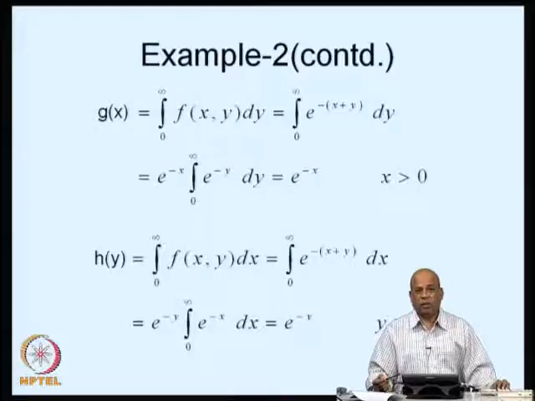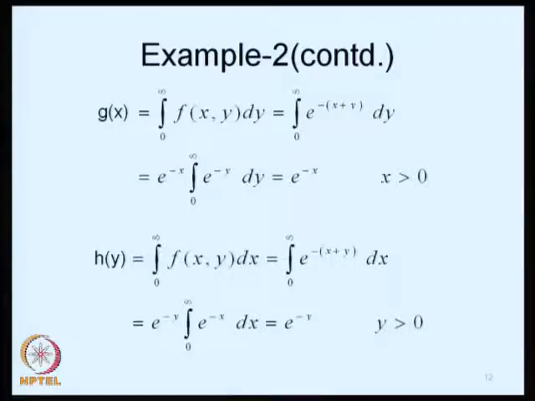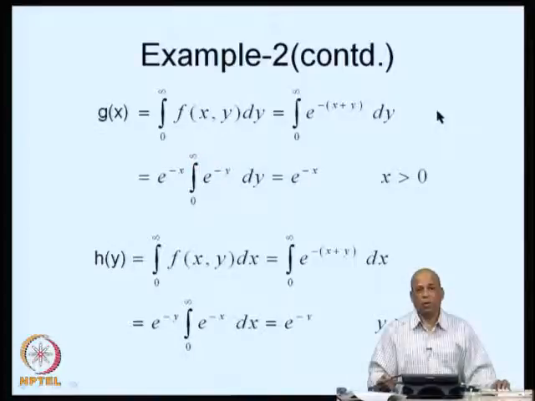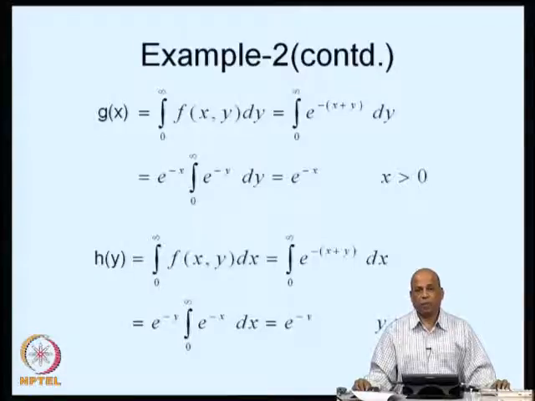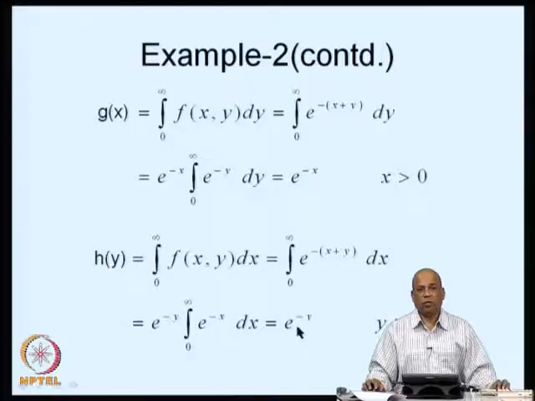So, first you obtain g of x, again by integrating the joint density over y from 0 to infinity. From here you get g of x is equal to e to the power minus x for x greater than 0. Similarly, for getting h of y, you integrate the joint density over x. So, you will get h of y is equal to e to the power minus y for positive values of y.